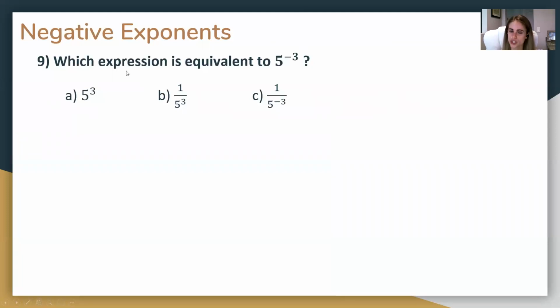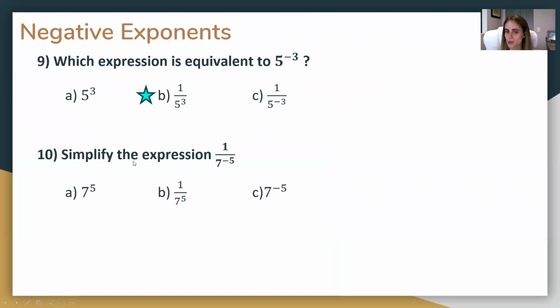So which expression is equivalent to 5 to the negative third power? Well, I know I need to take the reciprocal, so that means it's going to be in the denominator, so it has to be either B or C. And then when I take the reciprocal, the sign changes. So in C, the sign didn't change, but in B, it did. So it must be B. Yep, winner.